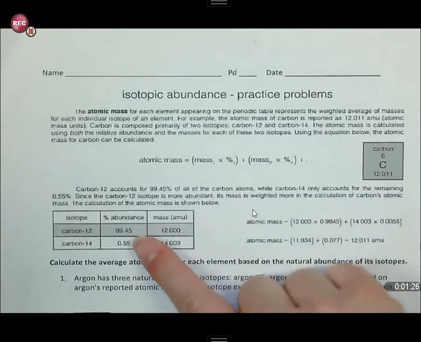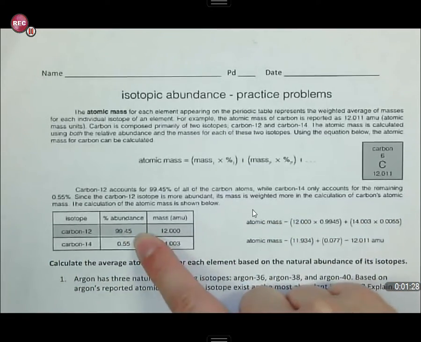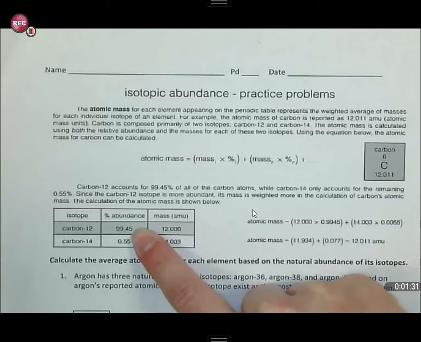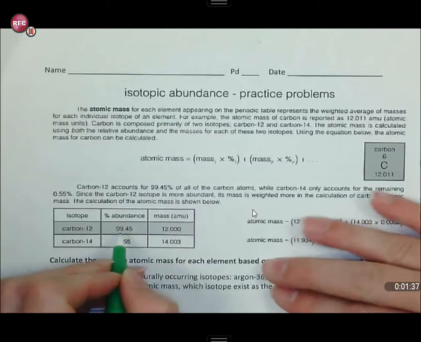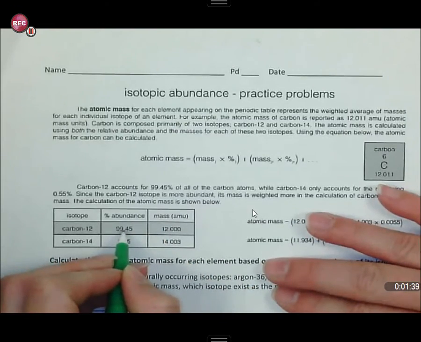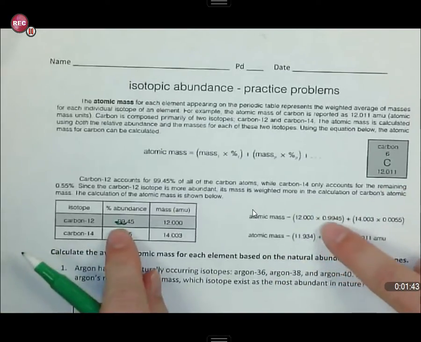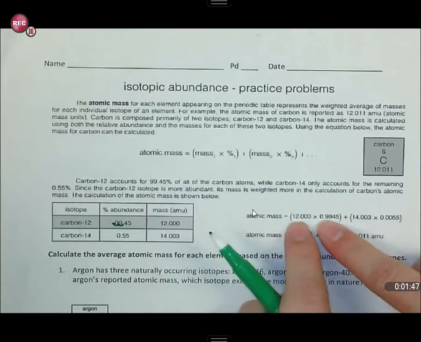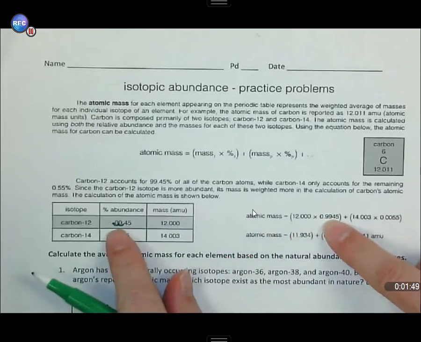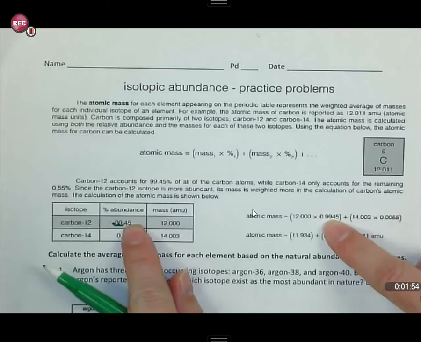So we have percent abundance, which is 99.45. This was percent. We can't leave it like that because you can't multiply that. What you'll have to do is move the decimal two places to the left. So 1, 2. If you look over here, the first one, you have your mass, which is 12.000 times, and they did what I did. They moved the decimal over, so now it's 0.9945. So you're going to multiply those two.